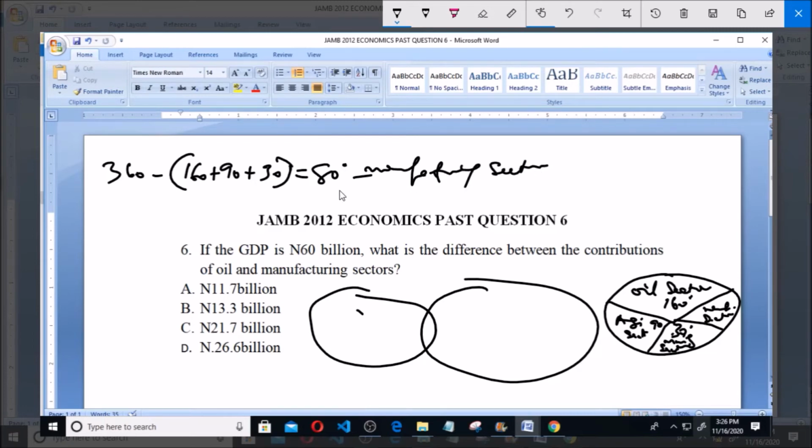This 80 degrees is for the manufacturing sector. So the contributions of oil and manufacturing sector will be, for the oil sector, 160 over 360 times 60 billion over 1, which is equal to 26.6 billion naira.